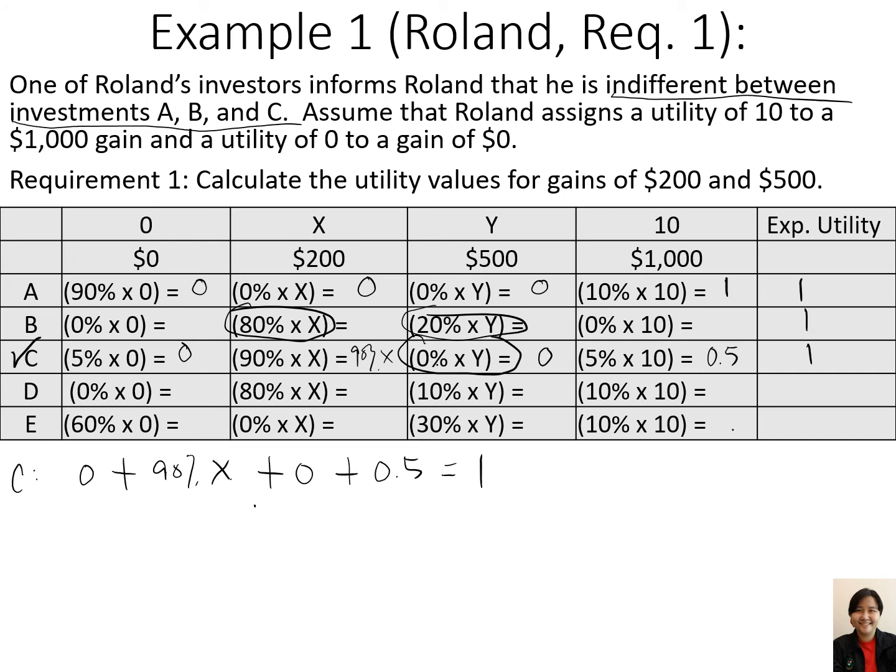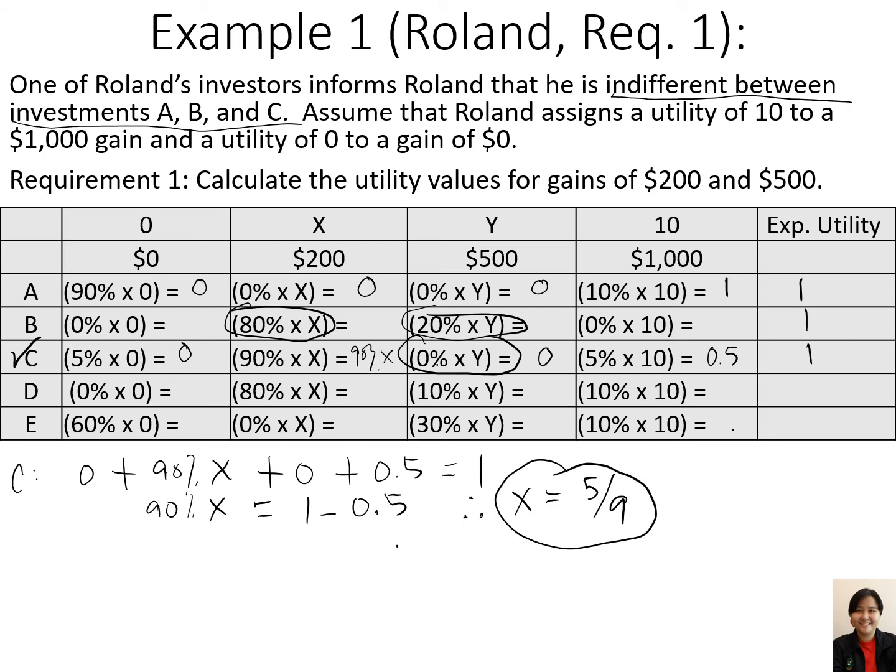Let us get rid of the zeros and move 0.5 to the right side. That becomes 90% X is equal to 1 minus 0.5. So using algebra, we can derive the value of X, which is 5/9. So we have now solved the utility value of a $200 gain, which is 5/9.